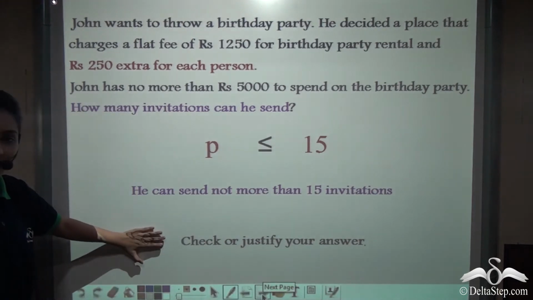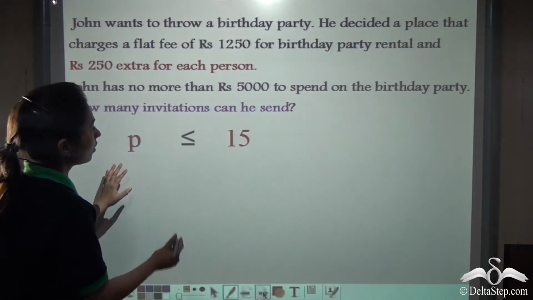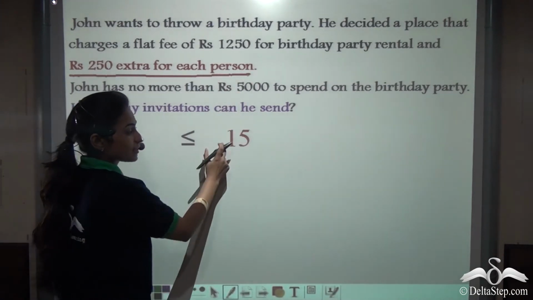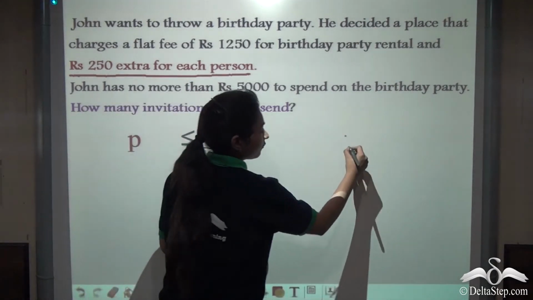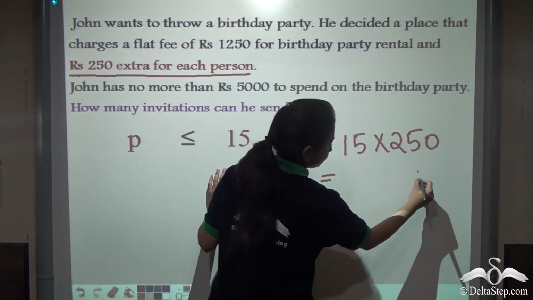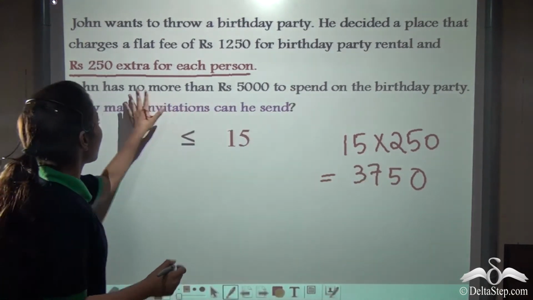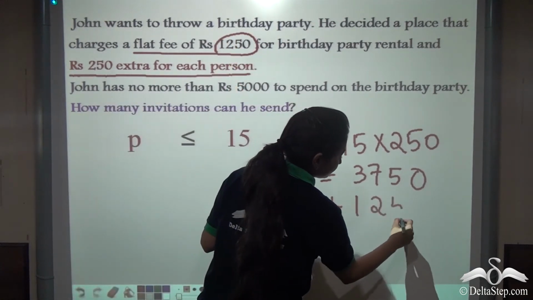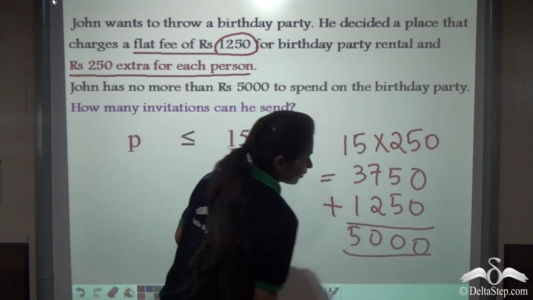Now we need to check or justify our answer, whether this answer is correct or not. Let's check. You know that 250 is charged extra for each person. So if he sends, say, 15 invitations for his birthday party, how much does he have to pay? 15 into 250. What do you get? Along with this, he has to pay a flat fee of 1250. So if we add 1250 to this, see what we get? 5,000.